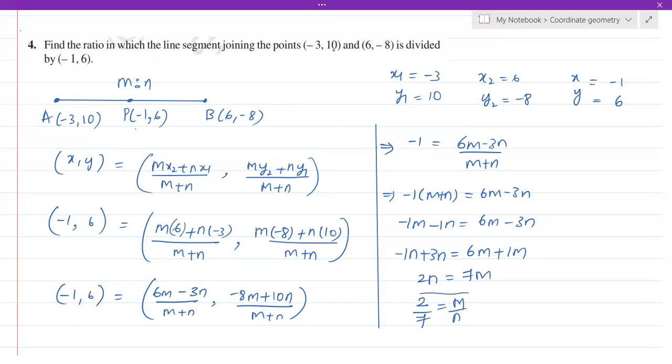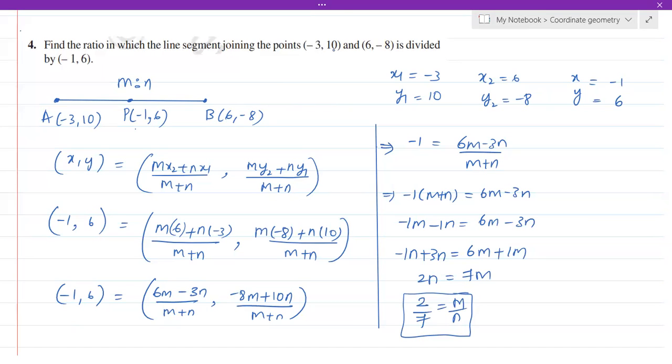So you have to be very careful here. Once you get m by n, please cross multiply and verify the previous step. So what we have got is m is to n is 2 is to 7. The ratio is 2 is to 7. Remember, we got this by equating the first part with first part, isn't it? So we have to verify whether it's going to satisfy the second part. That is very, very important.